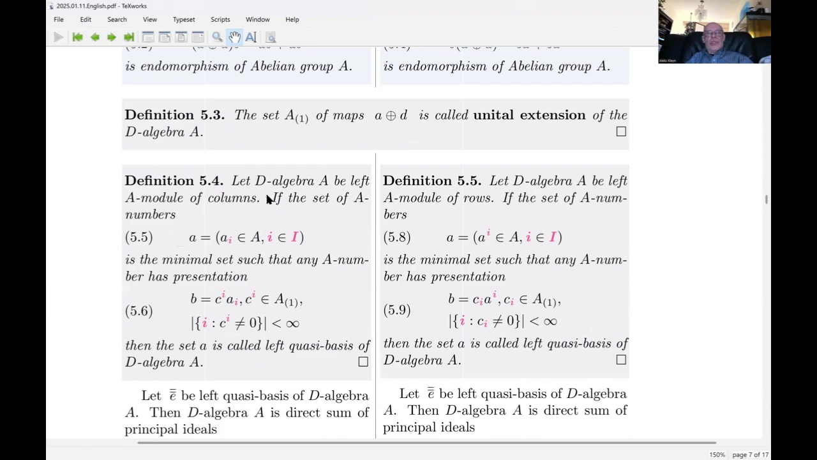Definition. Let the algebra A be a left module of columns. If the set of A numbers 5.5 is the minimal set such that any A number has presentation 5.6, where c_i belongs to the unital extension of the algebra A, then the set is called a left quasi-basis of the algebra A.